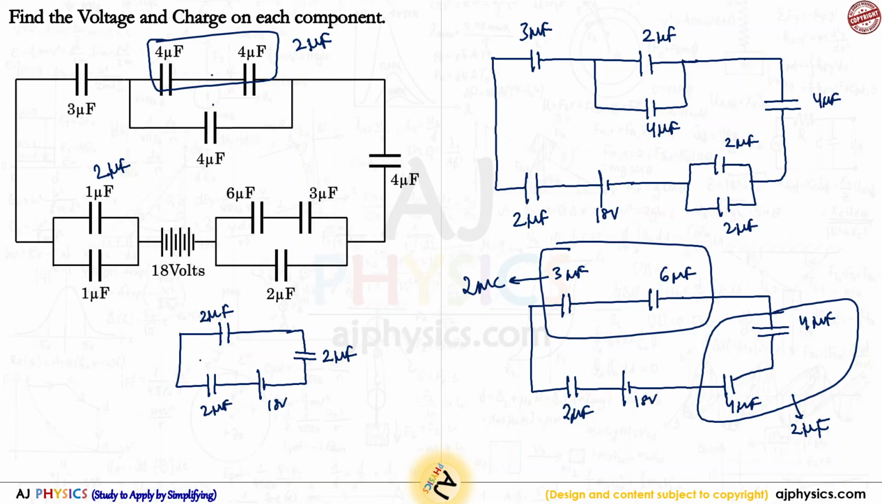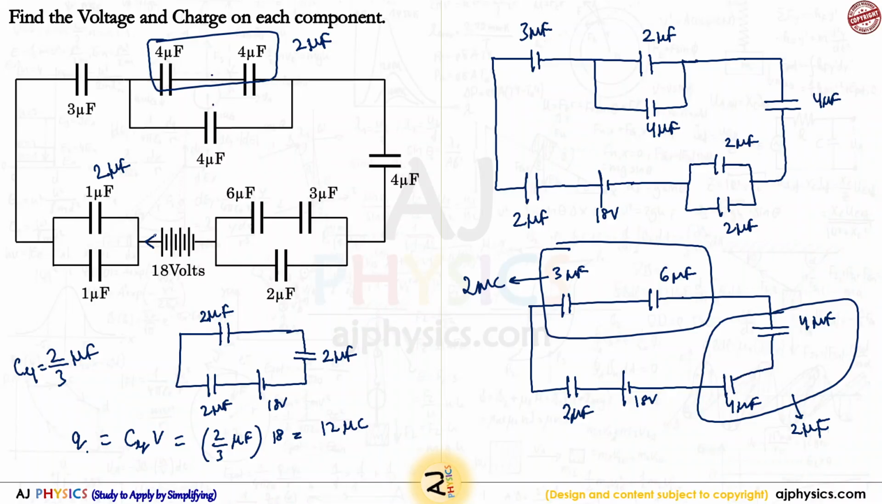Okay, so three capacitors of 2 microfarad in series will make 2 by 3 microfarad as equivalent, and if you find the charge Q in the circuit, that would be C equivalent multiplied by V, so that is 2 by 3 microfarad multiplied by 18, so that would give you 12 microcoulomb charge flows from the battery and to the various parts. Now the circuits have to be drawn carefully, one by one.